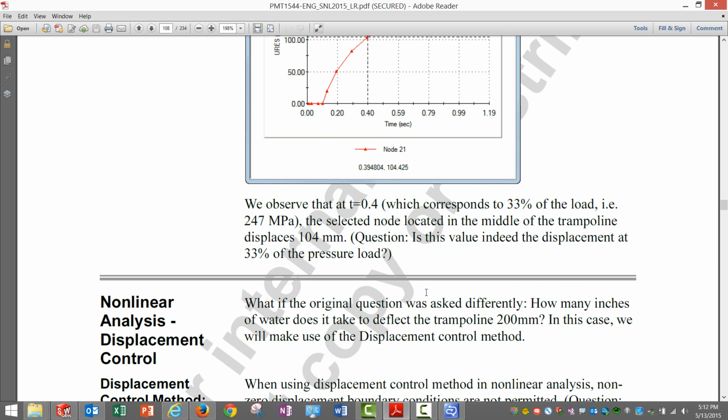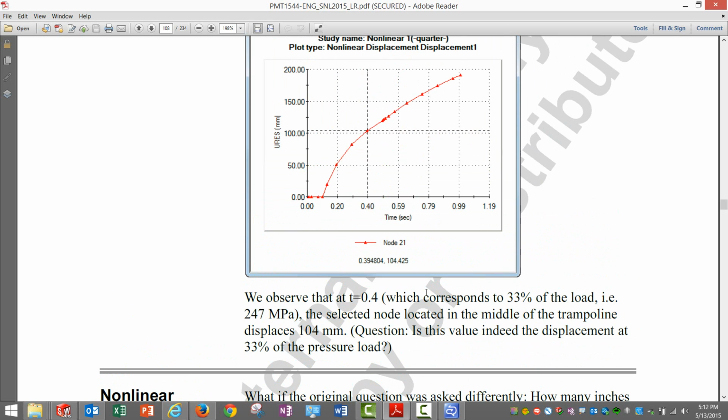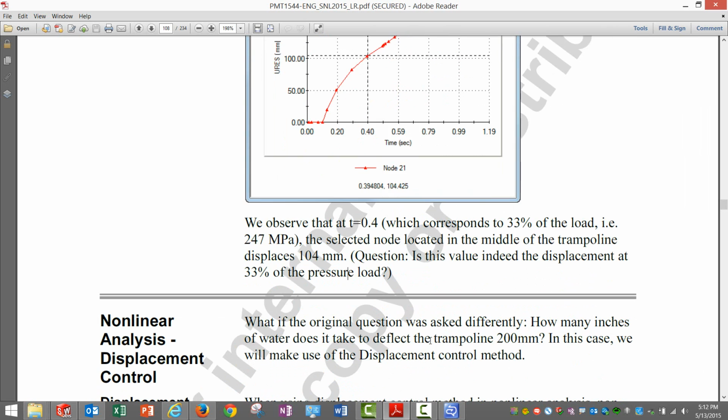Give a thought. This is an interesting point that has been made here on if this displacement of 104 that you see here is the true displacement. Should it be considered or should it not be considered?